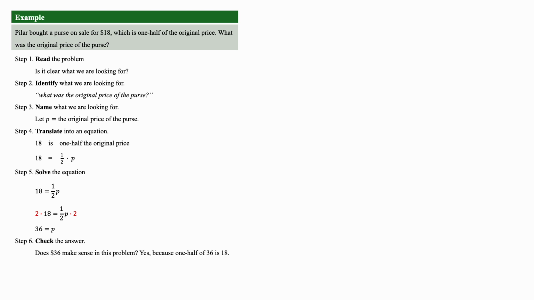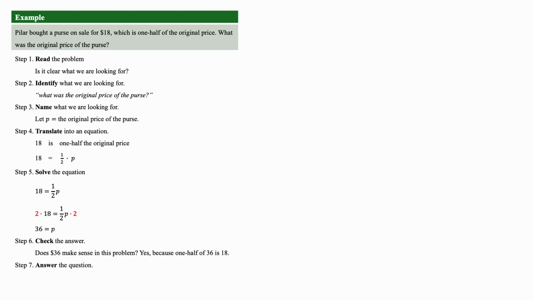Now let's check the answer to this. Does $36 make sense in the problem? Yes, because 1/2 of 36 is 18. You know, a good rule of thumb to think about is whenever you have a problem, if it's asking for how many people, you can't have half a person. So if it's asking for how many people, it's almost always going to be an actual whole number. So that's just to keep in mind. So that's why I ask if this makes sense in the problem.